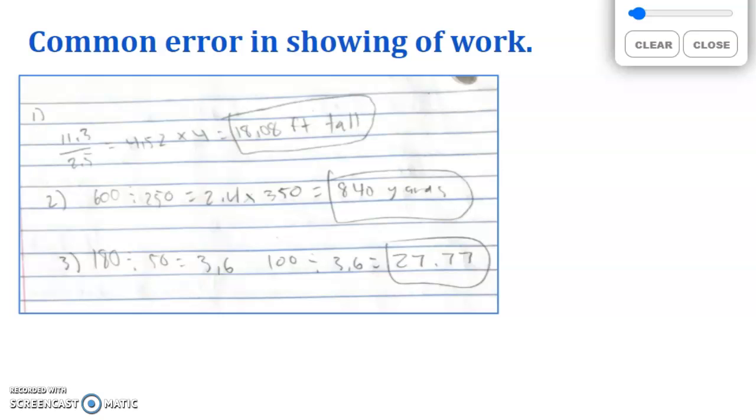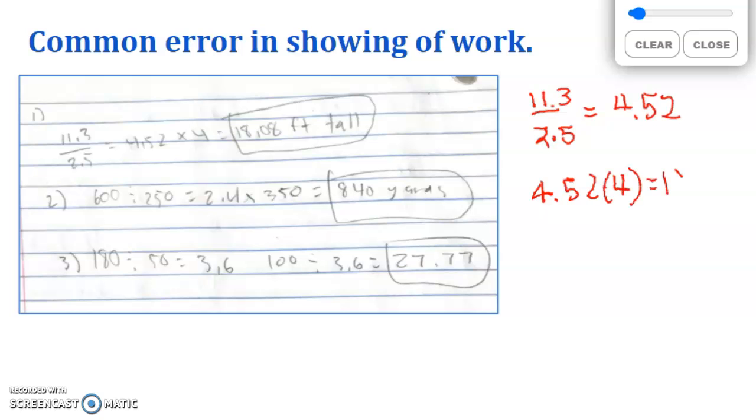So this is what you should be doing. 11.3 over 2.5 is equal to 4.52. Then on the second line, you should write 4.52 times 4 is equal to 18.08 feet. And that will be perfectly normal.